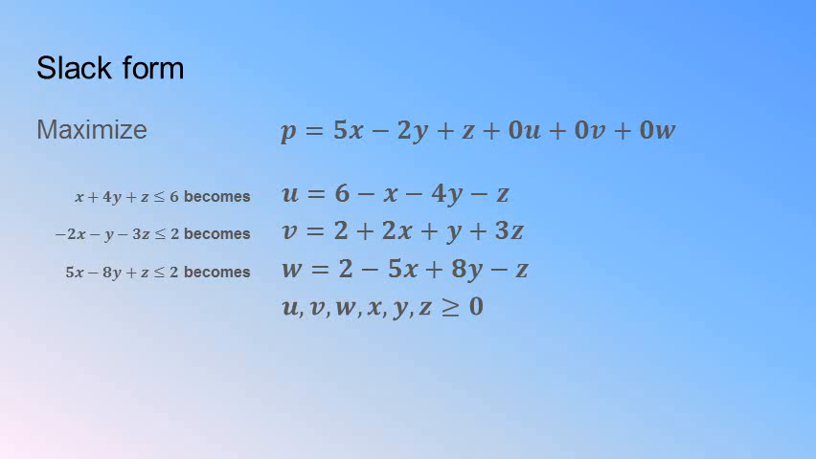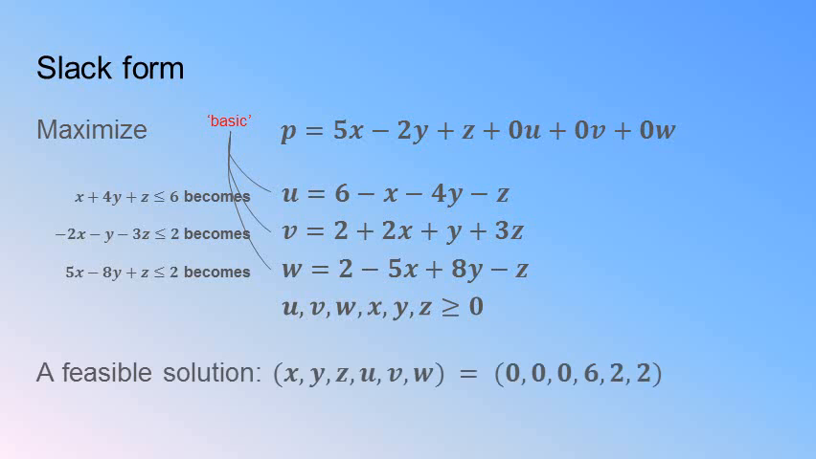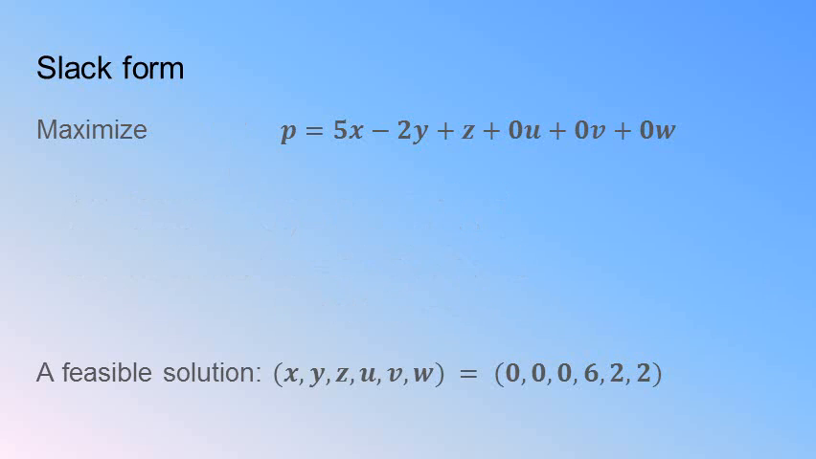With the linear program in this form, we call the variables on the left the basic variables, and we can find an initial feasible solution by setting the non-basic variables to 0. So we have u equals 6, v equals 2, and w equals 2, with the objective function equal to 0. Now, let's take a look at the objective function for a second. Clearly, if we were to increase the value of x, we would be increasing the value of the objective function. So, let's increase x. In the process, x will become a basic variable.